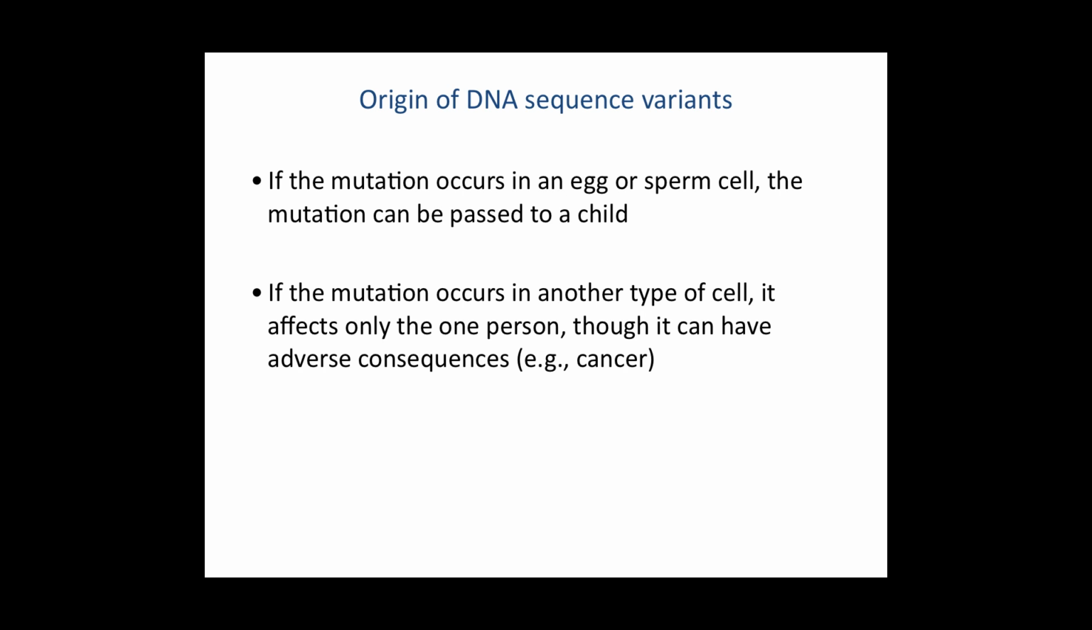In contrast, if the original mutation occurs in a cell type other than an egg or sperm cell, then it will remain within the one person and will not affect any of that person's children. That's not to say that the mutation won't have adverse consequences. For example, it might cause that person to develop cancer, but only that person will be affected.